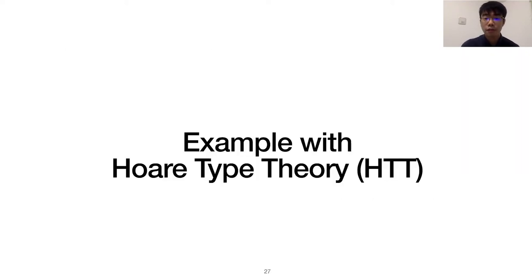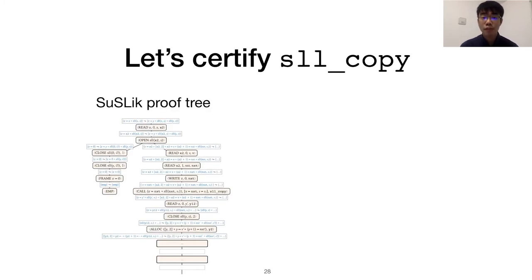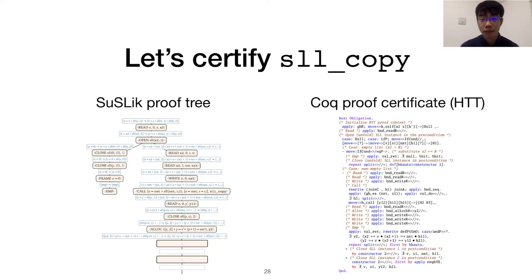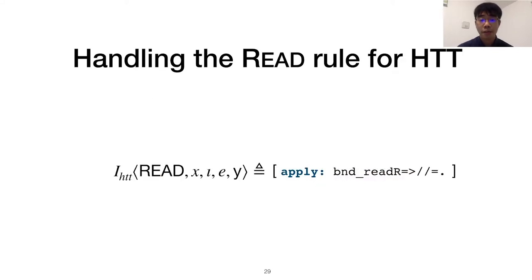Using the instantiation for Hoare type theory, I'll now show how these features help our evaluator certify the list copying example. On the left is part of the synthesis proof tree, with the rest of the tree truncated at the bottom, and on the right is an HTT proof certificate. Some steps are easy to translate, like this read rule of SSL and its HTT counterpart. So, our proof step interpreter just needs to map the rule to HTT's bind read R lemma. Other rules aren't so easy.